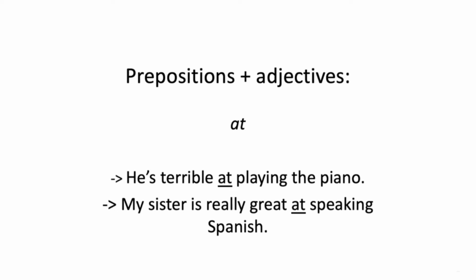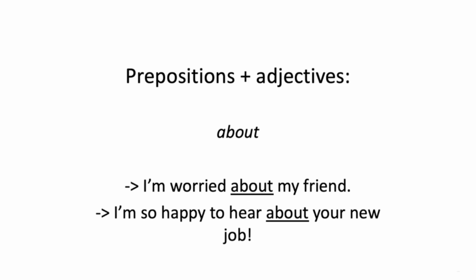My sister is really great at speaking Spanish. About. We use the preposition about to explain what is the cause of a feeling. We use it with adjectives like happy, sad, angry, nervous. For example, I'm worried about my friend. I'm so happy to hear about your new job.